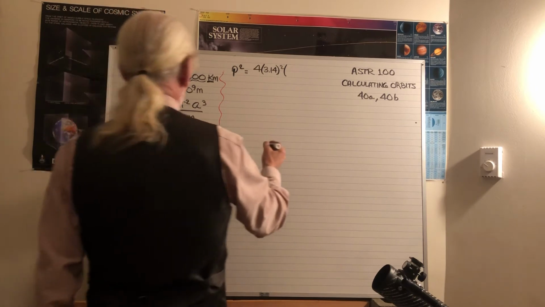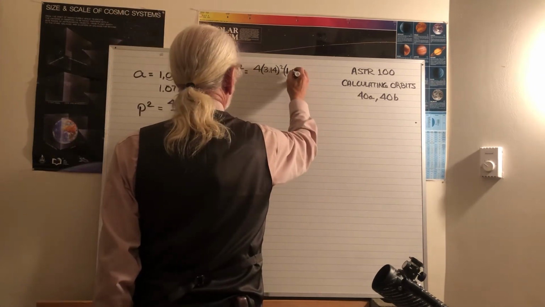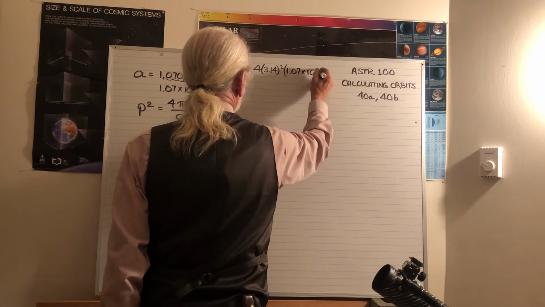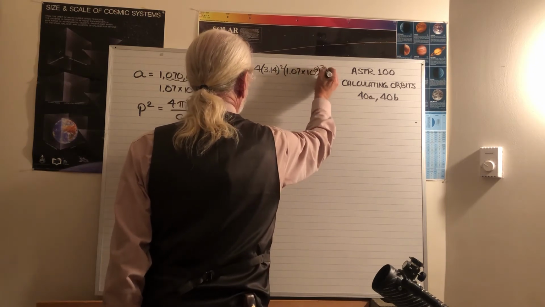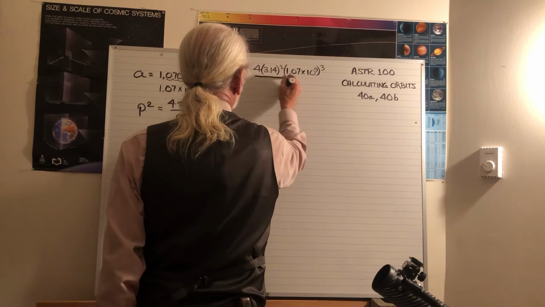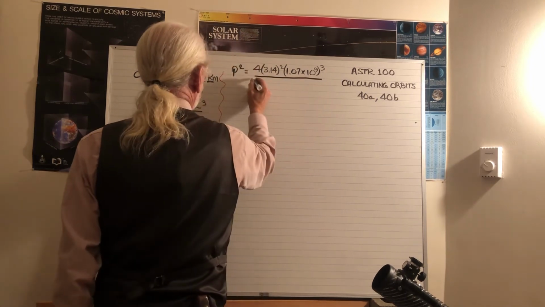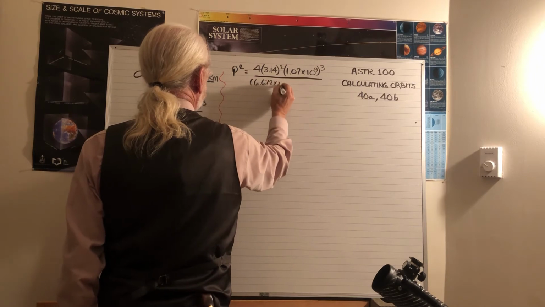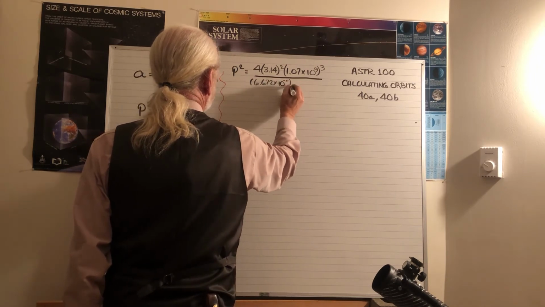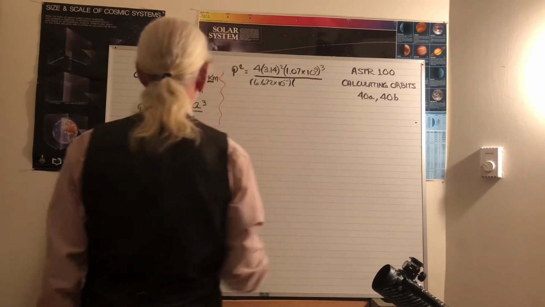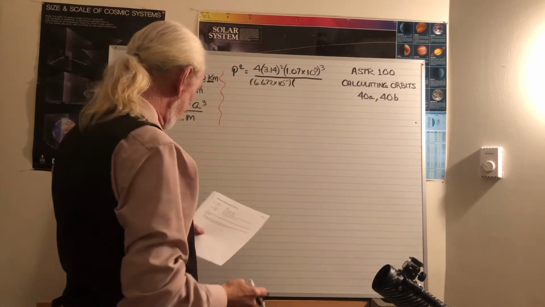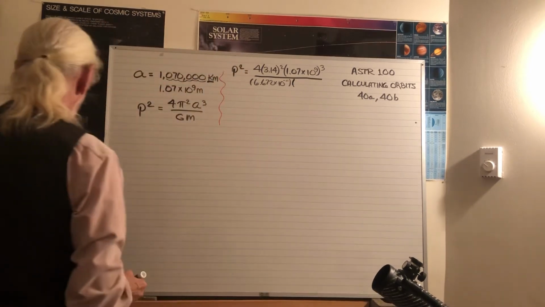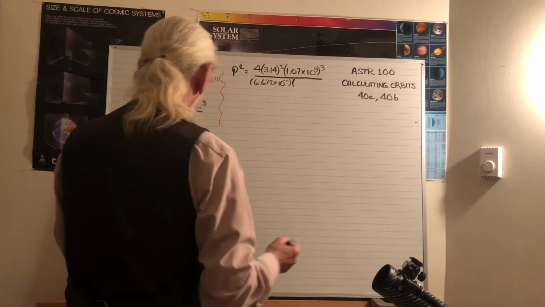A is going to be 1.07 times 10 to the 9th cubed over G, 6.672 times 10 to the negative 11 times my mass, which is, oh, I have to convert my mass. No, I don't. My mass is already where it needs to be.